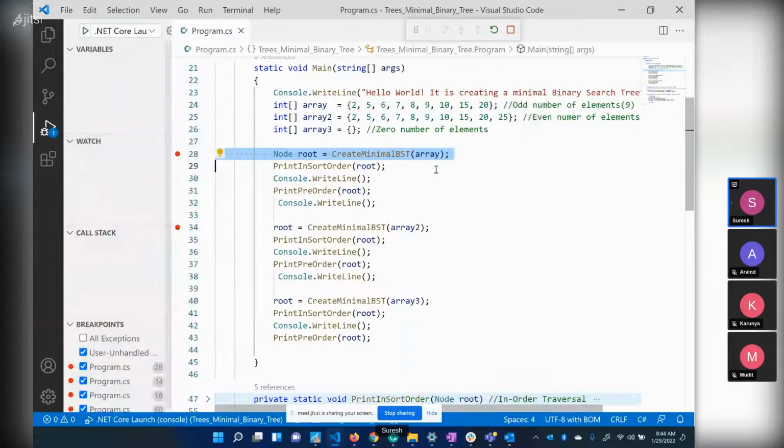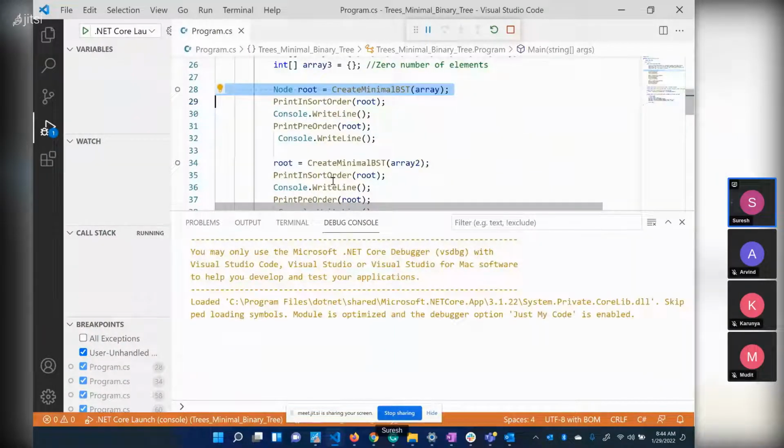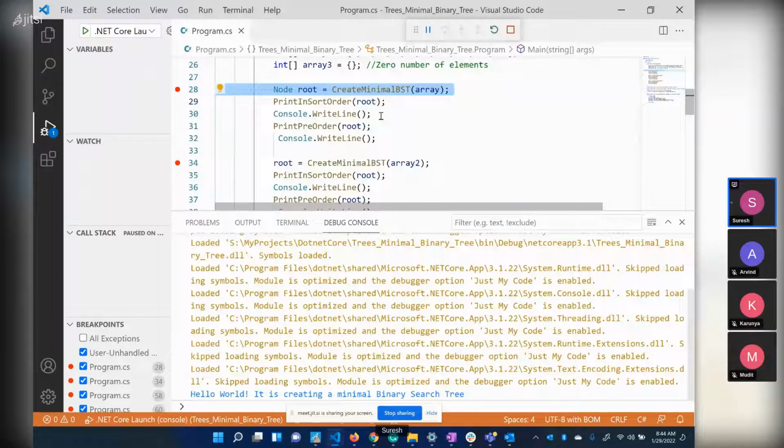Aravind, is it clear? Yeah, Suresh. Cool. Okay, so now we are calculating for the first array.